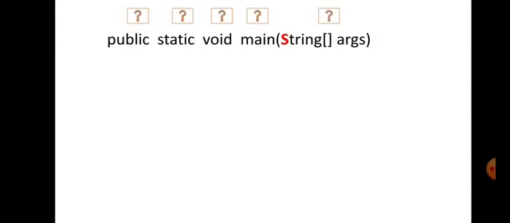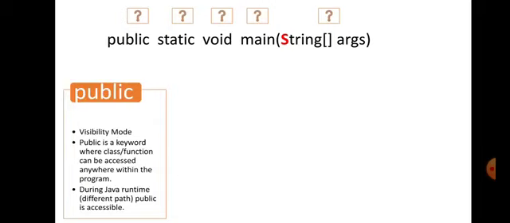Now, let us see public. Why is this main method called public? Before going to that, please understand the Java Virtual Machine, the interpreter will call only the main function. Even if your Java program has thousands of functions, the first function to be called is the main function. Public means visibility mode. Let me give you one example. You have this lighthouse in a big ocean. The lighthouse is visible to all.